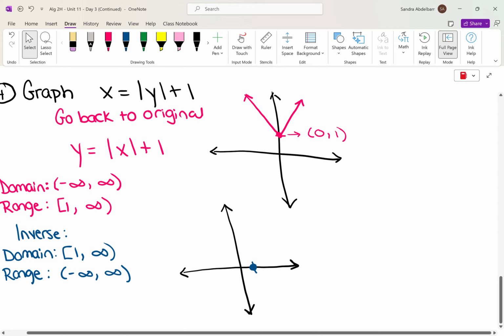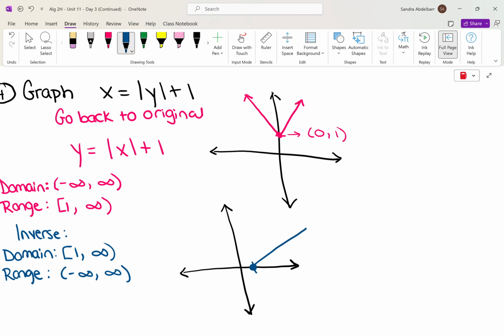And do we agree that the inverse of a v will be a v? Just like the inverse of a parabola has to still look like a parabola, but it's rotated. So the inverse of a v still needs to look like a v. Now I'm going to use my domain. My domain is starting at 1 and going to infinity. So do we agree it's going this way, since it's going to infinity? And my range is all reals, so it's going up forever and down forever. So how does this look? It looks like that.